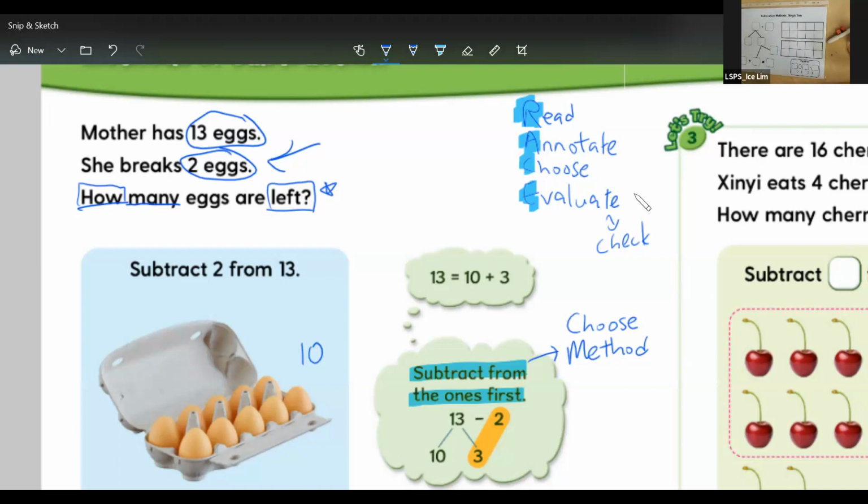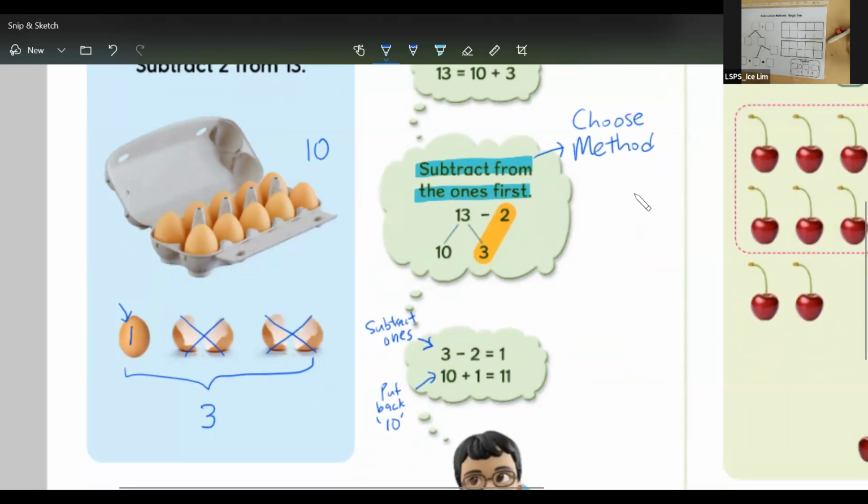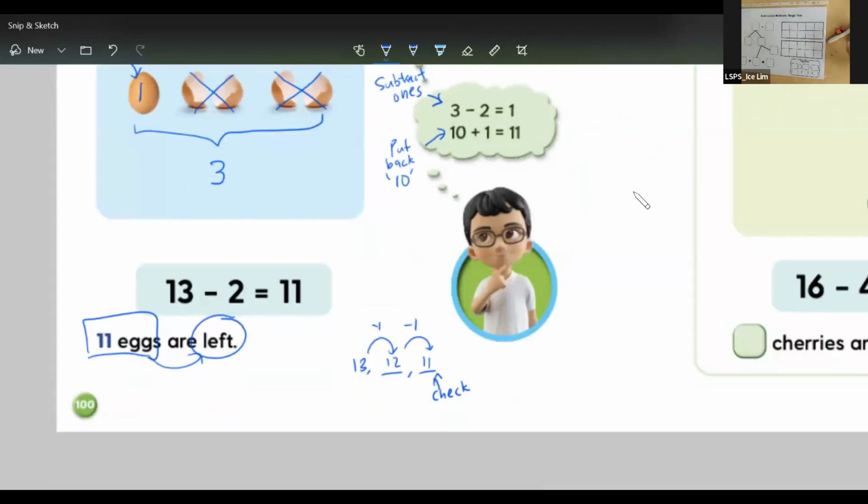Okay, so the method today is subtract from ones first. Later I'll show you another example where it's not subtract from ones first. Just like addition, there are two methods. For subtraction, there are also two methods. There is using the magic pen to help us. Then the last step, evaluate, is to check. I can use count backwards to check. So here, I can count backwards to check.